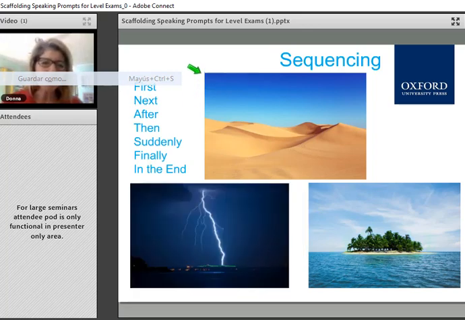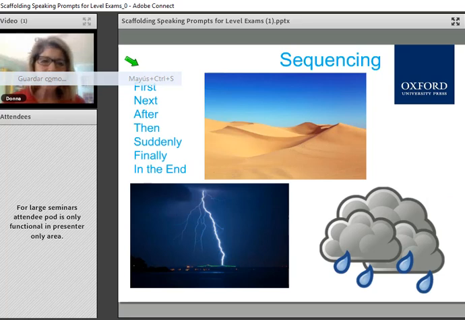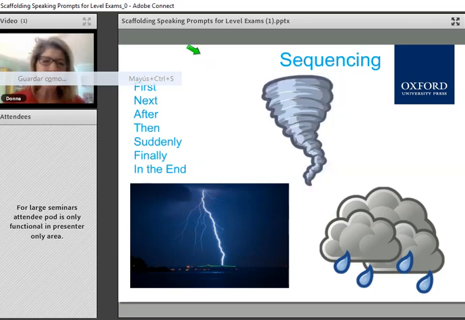Now, we can move these around. Now we have, first there was a desert, next there was lightning, and then there was an island in the middle of the ocean. So they're repeating. When they get to the exam, they're going to know how to use these words. These are very important. This is what the examiners want them to use. And then we're going to mix up more. First, there was the desert. Again, they're repeating. Next, there was lightning. Then there was a lot of rain. First, there was a tornado. Then there was lightning, and then a lot of rain.